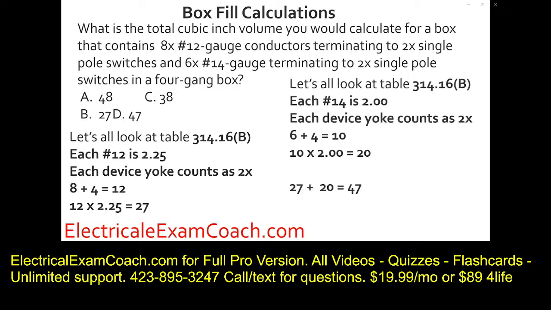Now we just do the same for the leftover devices. We have our 6 original conductors, and we have 4 more based off of our count, because remember, it's based off the largest wire that terminates to that device. We bear that math out, total the two together, and end up with 47 cubic inches. Let's get to it.